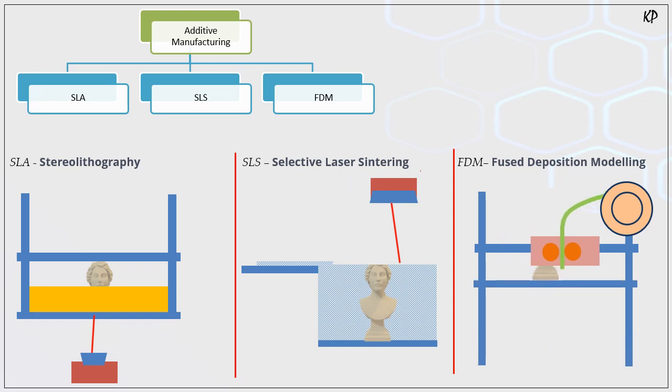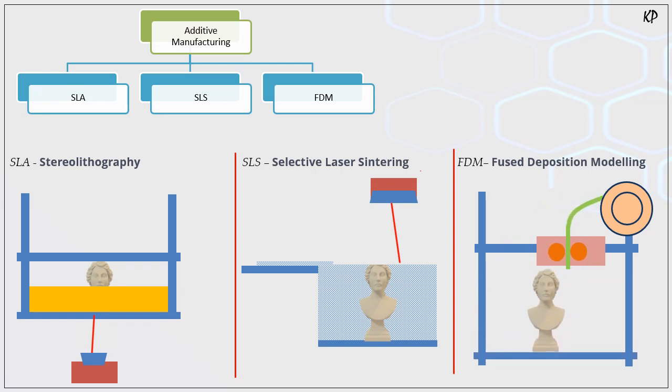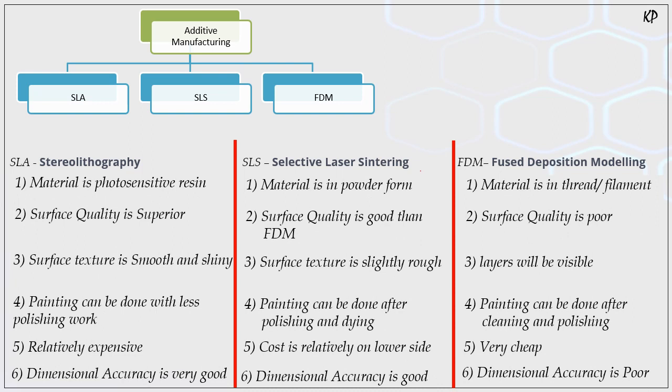Now we will see what the difference is between these three. There are six main differences you can consider. We can start with the material difference. In stereolithography, or SLA, the material is in resin format, which is photosensitive resin. In SLS, the material is in powder format, and in FDM the material is in filament or thread format.